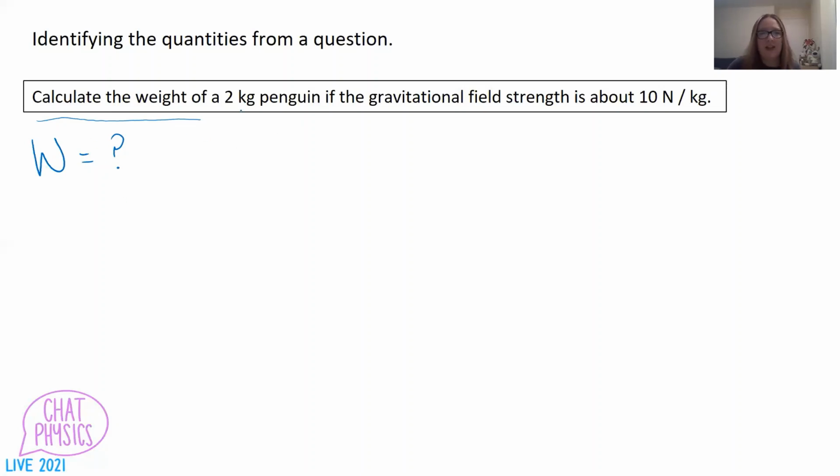It next says of a 2 kilogram penguin. Now it doesn't specify here the quantity that we are using, but what we can do is to identify the unit. This is mass, because we should know, hopefully with plenty of recall practice, that kilograms are the unit for measuring mass. And we represent mass by a little m, lowercase m, and that is equal to 2.